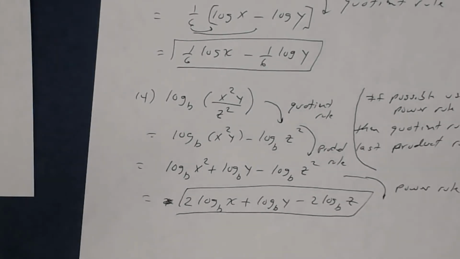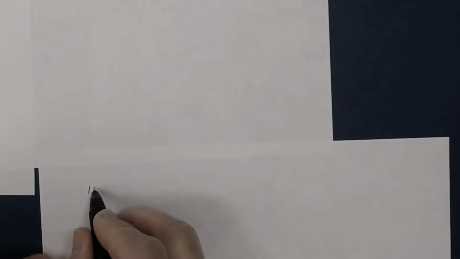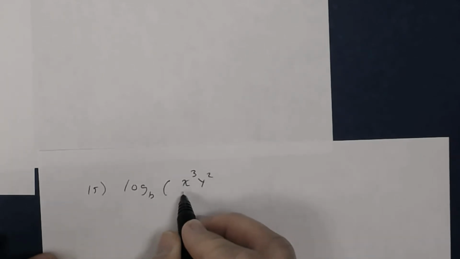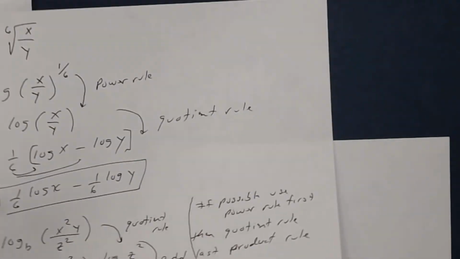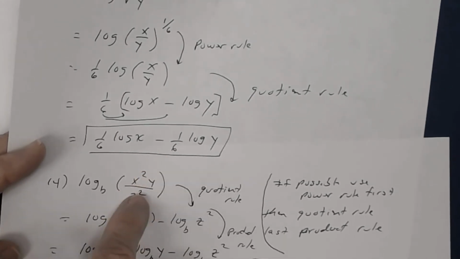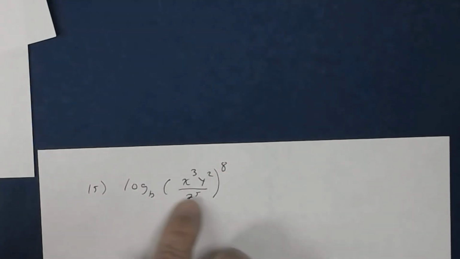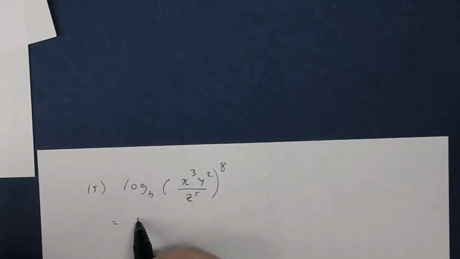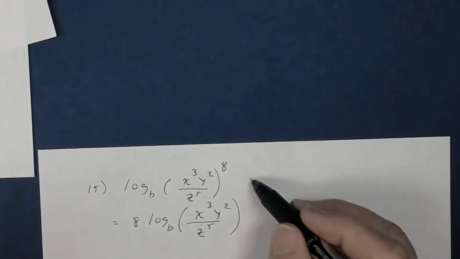Let's look at 15. So in 15, we have the log base b of x cubed y squared divided by z to the 5th, all raised to the 8th power. Okay. Now remember that process we said, if possible, do the power rule first. So here I could not, because this whole thing was being raised to the first power, not 2. See, it's only this, and this is being raised to the second. So you cannot do the power rule first. So in this case, though, can I? Yes, you can, because everything that's inside the parentheses is being raised to the 8th power. So I'm going to use the power rule first. So I'm going to get 8 times the log base b of x cubed y squared divided by z to the 5th. All right, so I used the power rule first.